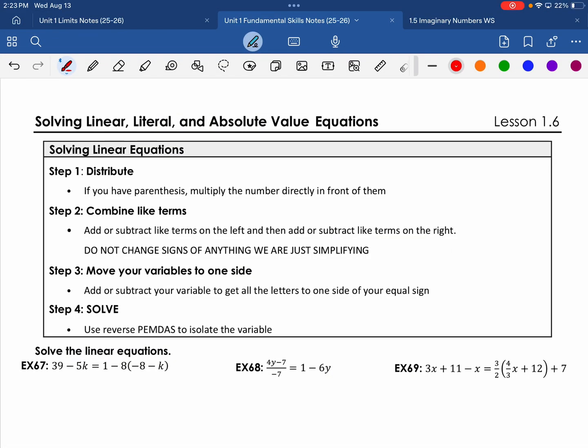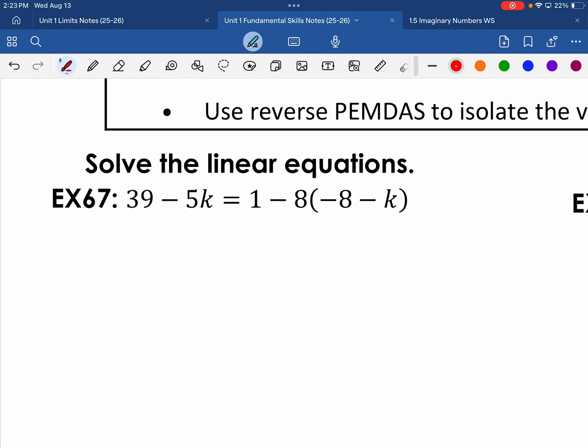So for linear equations, this is bringing it all the way back to Algebra 1. On example 67, I am going to first simplify each side of my equal sign. I've seen some people draw a line where the equal sign is. You do not have to do that, but some people like drawing the line. It's totally up to you. It just helps show you the left and the right side of your equation.